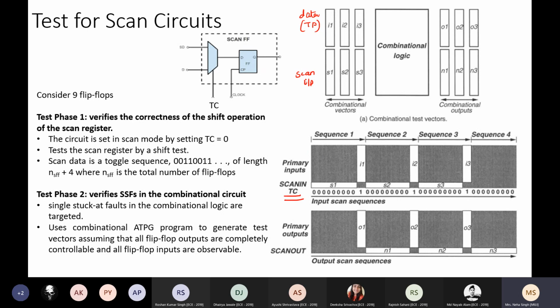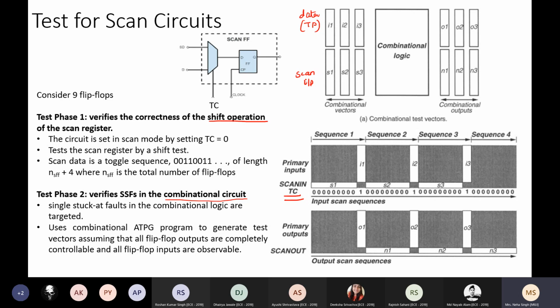Fine. So now I have 2 phases for testing any circuit. First phase, that I should test for shift operation of the scan registers. If my scan registers are shifting properly, in that case, if data is given into it, the possibility of error is not there. Therefore, the first phase will be testing the scan chain, that is your scan register or the shift register, and then normal testing for combinational circuit, stuck-at fault for combinational circuit by applying the test patterns. Right? So how do we work for it?